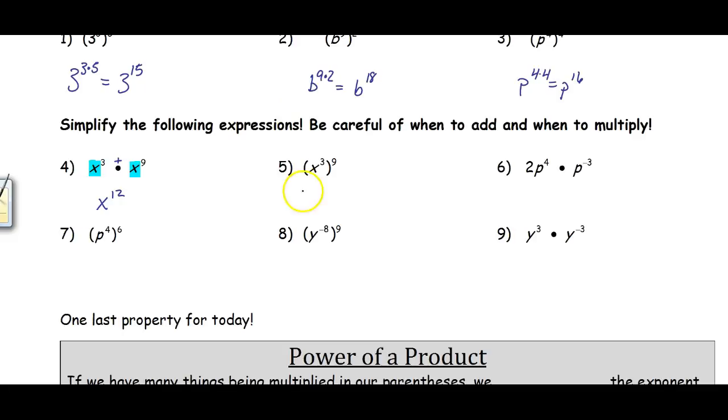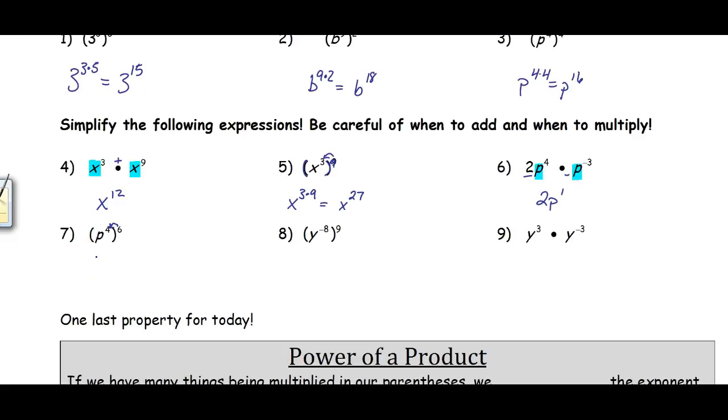Number 5, though, is just like that. So you have x, 3 times 9. So you have x to the 27th. Notice the difference. Here, the 9 is attached to the parentheses. Over here, they're just two separate ones being multiplied together. Okay, number 6, you have the same base, so you're going to go ahead and add your exponents. So 4 minus 3 is 1. Then multiply your whole numbers out front. 2 times 1 is 2. So 2p is your answer.